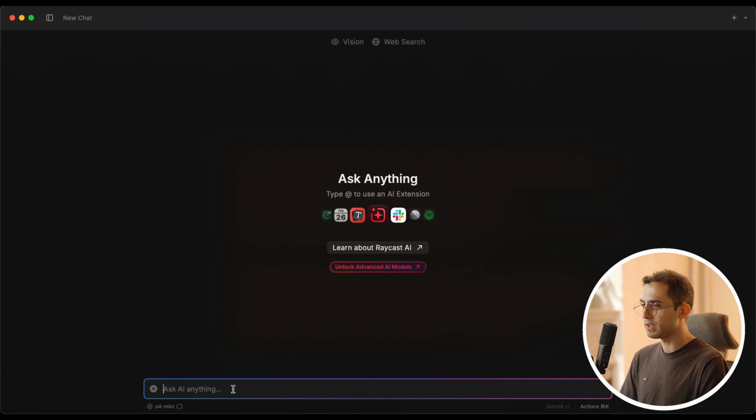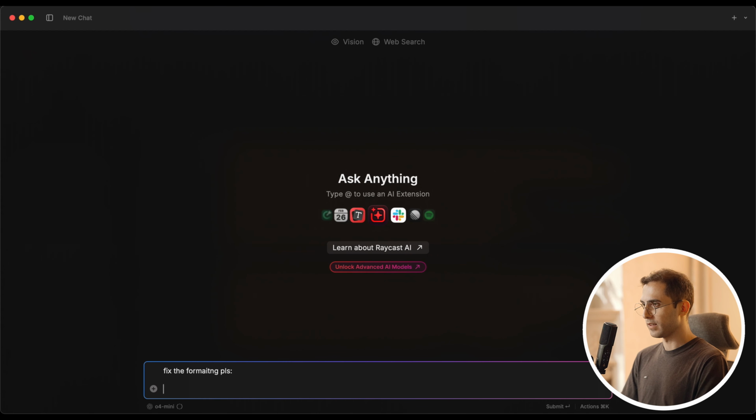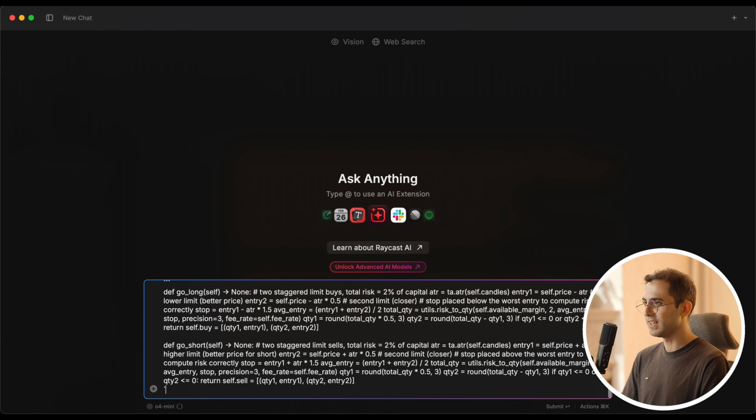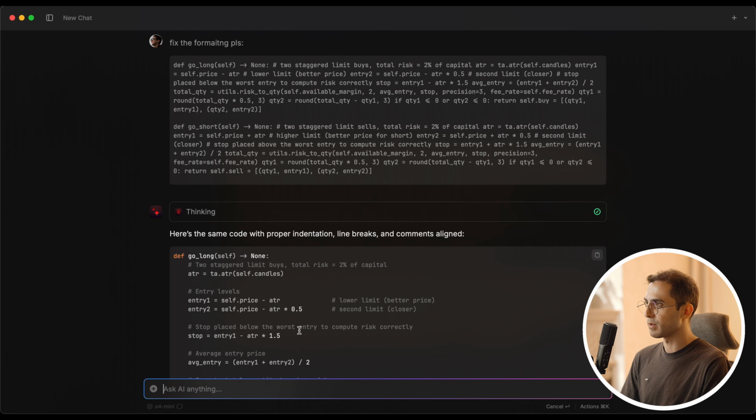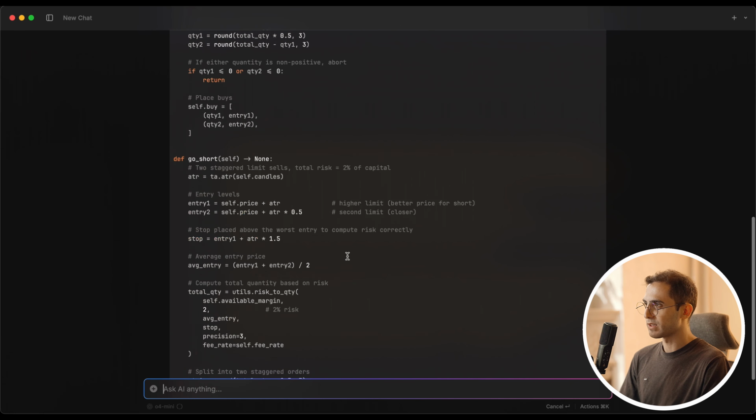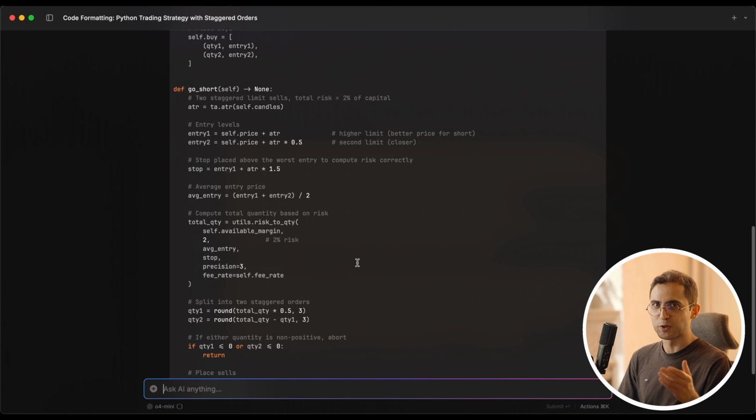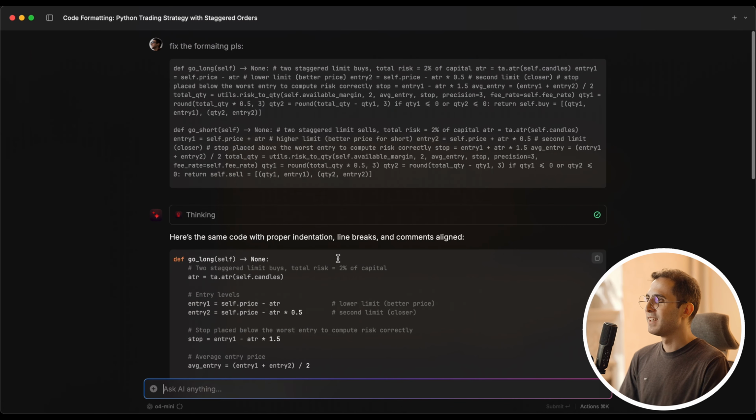Go to ChatGPT and I will simply ask it to fix the formatting, please. And I didn't even write it correctly. And let's see what it will give me. Okay, so this is an easy task for ChatGPT and hard for humans to manually fix something.